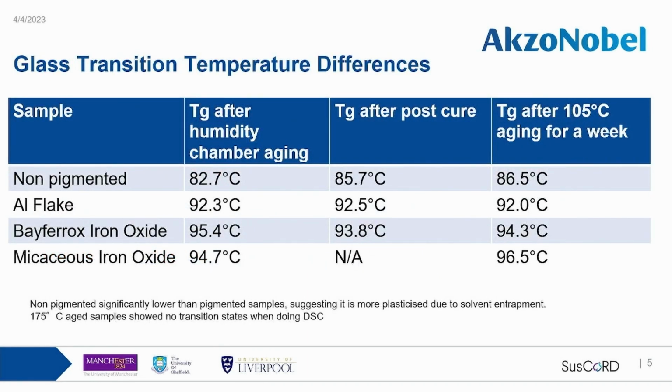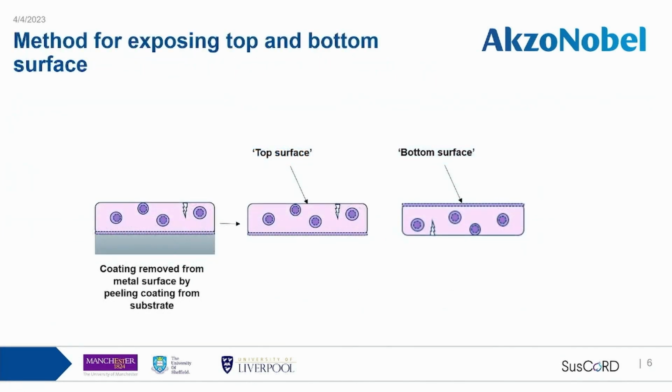So I did glass transition temperature measurements on them all, and I found out that the non-pigmented had a significantly lower TG than all the pigmented. The differences with the pigmented weren't significant enough to make comparisons, really. I'm sorry about the micaceous iron oxide, I just didn't have that sample, so that's why that's not applicable.